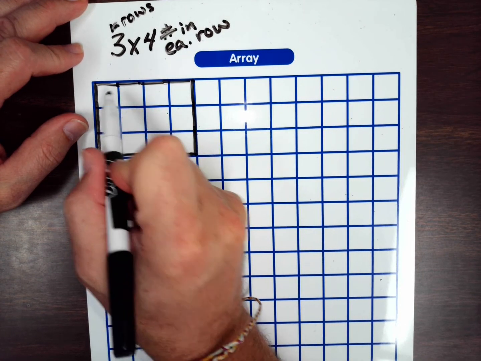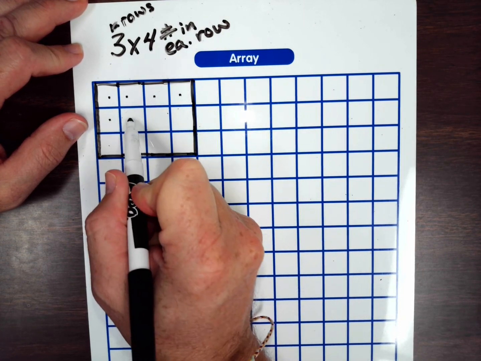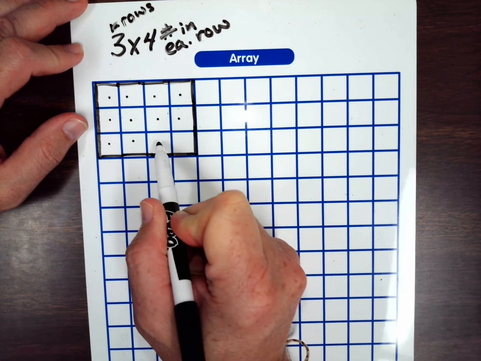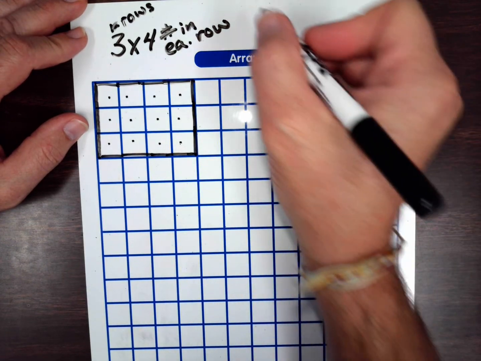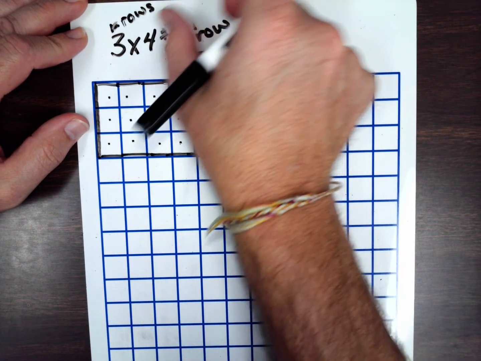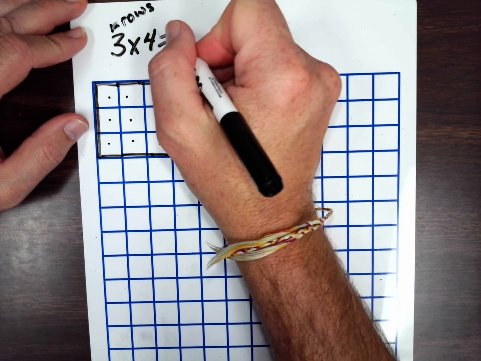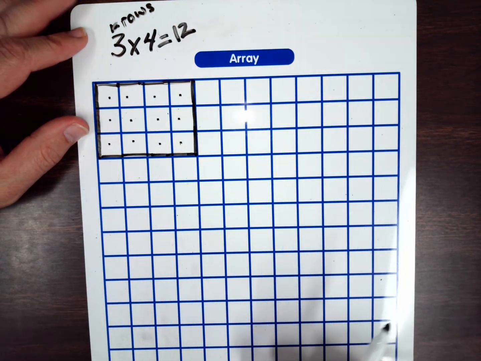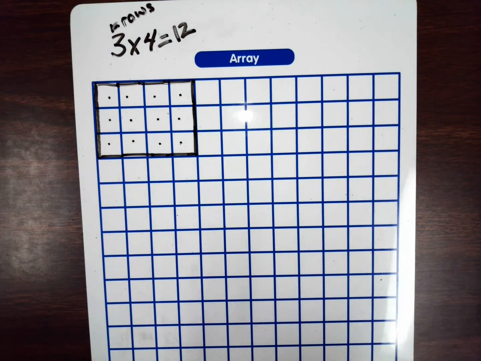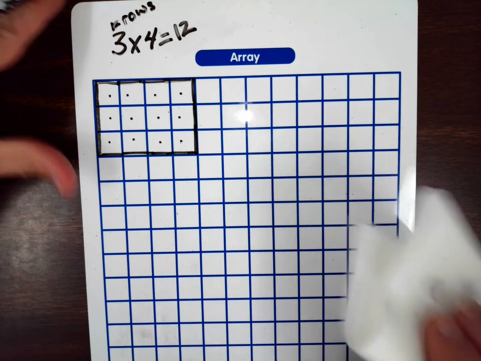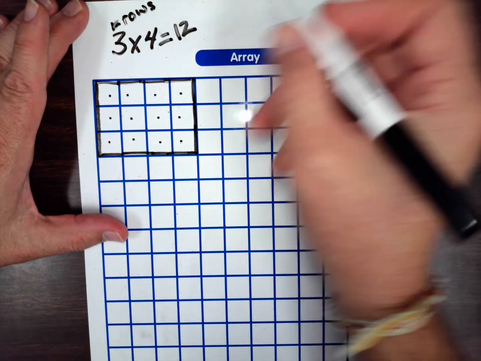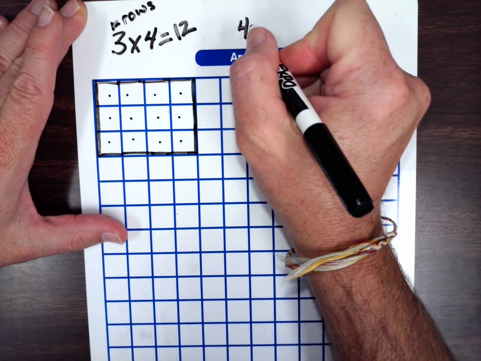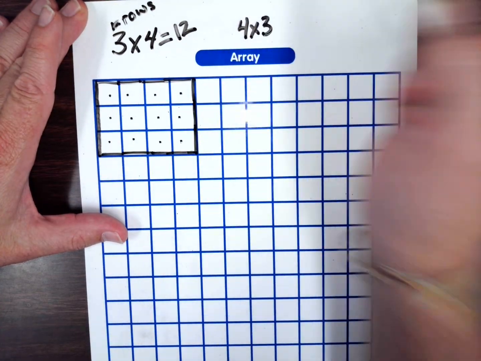So an array is a great way to demonstrate area as well. So I have 1, 2, 3, 4, 5, 6, 7, 8, 9, 10, 11, 12. So 3 rows by 4 in each row gives me a total of 12 tiles. Now, we can write this problem another way, which is 4 times 3.